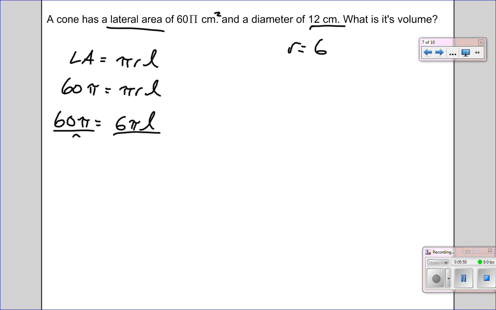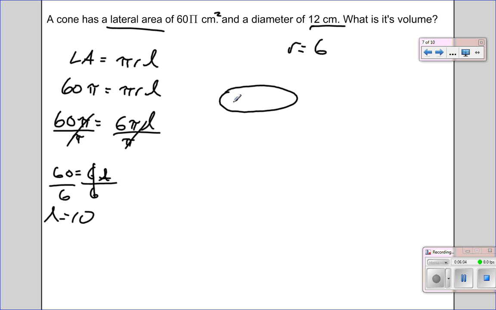I'll divide both sides by pi first. Goes away. So 60 equals 6L. And divide both sides by 6. So L equals 10. So if you think of your cone, you know your radius. You don't know your height, but you do know your slant height. So the slant height is 10. The radius is 6. So using the Pythagorean theorem, 6 squared plus the height squared equals 10 squared. I get that the height is 8.